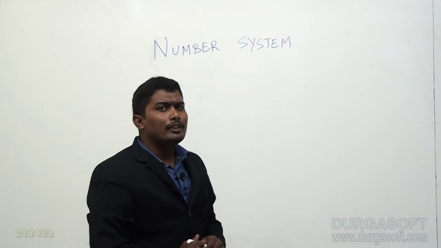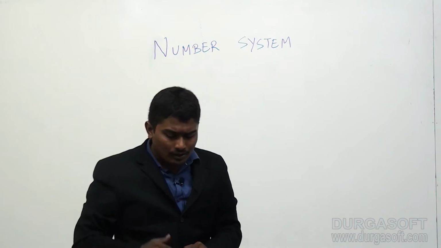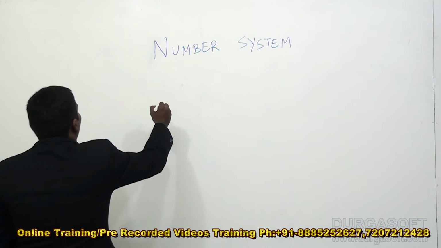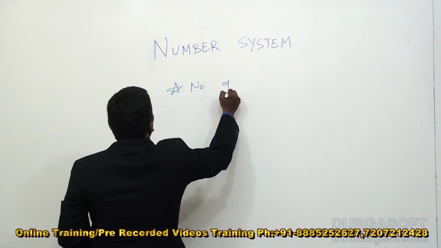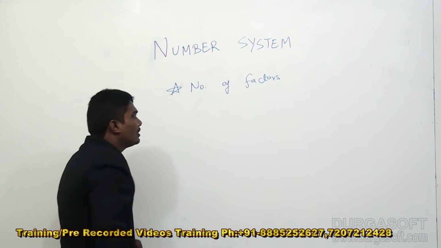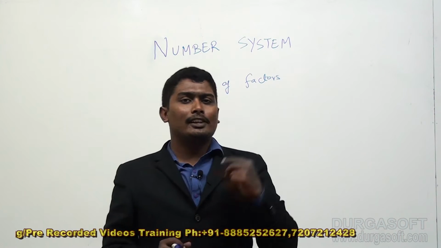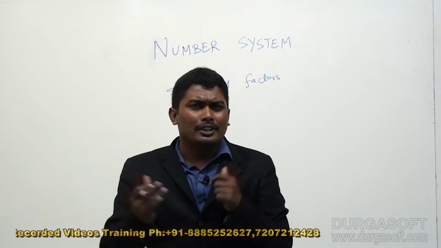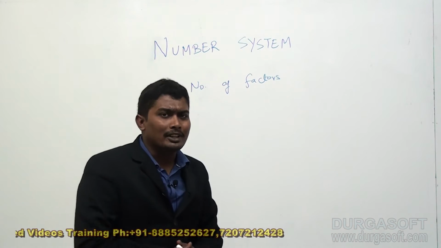Now we will be continuing with the numbers topic, the number system topic. The next concept that we will be looking at in the number system topic is finding the number of factors. I already told you that a prime number will have exactly 2 factors, and a composite number will have more than 2 factors. But how many factors? To find that, we can use this method.